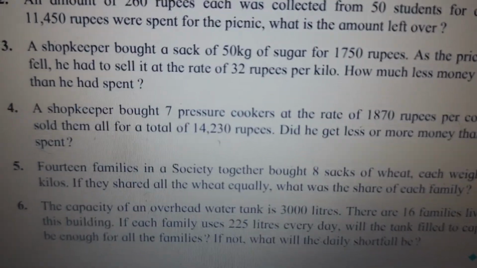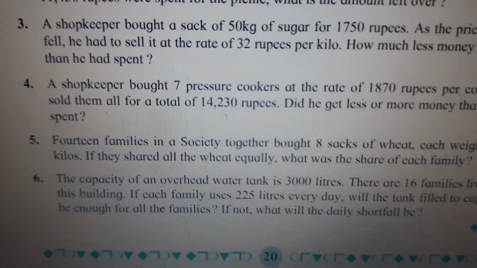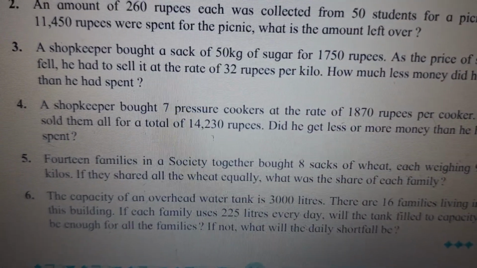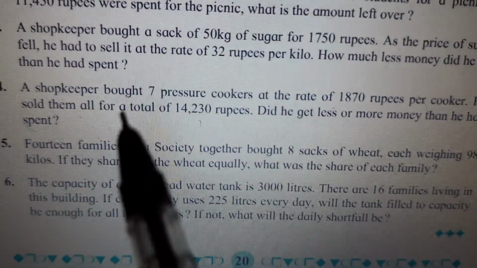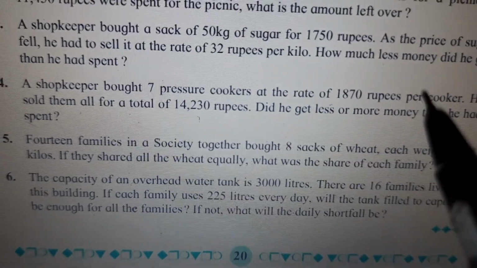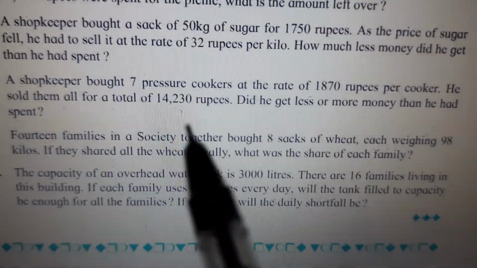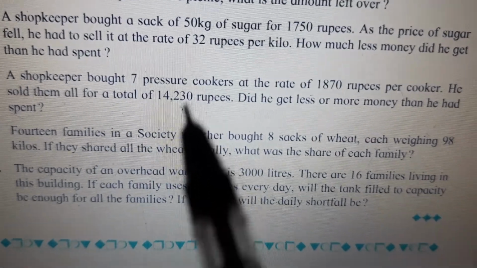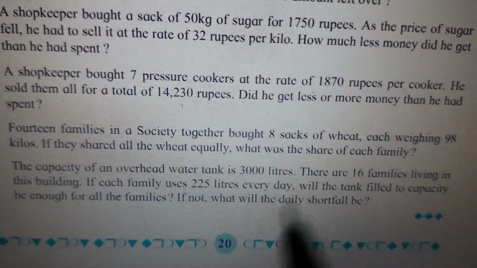So that's it, children. With this particular problem set 16, we have completed this chapter. Just once more, fourth sum, since I've had a little bit of a messy thing. A shopkeeper bought 7 pressure cookers at the rate of 1870 rupees per cooker. He sold them all for a total of 14,230 rupees. Did he get less or more money than he had spent? You have to find out.